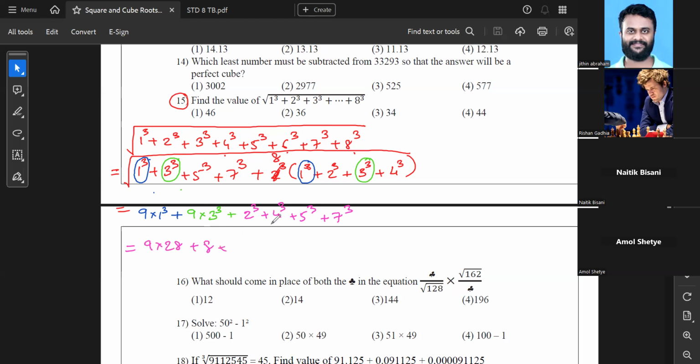एंड ओवर हियर आई विल बी हैविंग 8, over here I'll be having 64, this is plus 64, over here I'll be having 125, and over here I'll be having 343 inside the square root, and then I'll be solving finally to get my answer. That goes as 9 multiplied by 28 is 252 plus, okay, plus बाकी सबको एक साथ ऐड ही कर देता हूँ. Wait, नहीं तो 252 plus 8 plus 64 plus 125 plus 343 gives you 792. So कुल मिलाकर it is square root of 792.